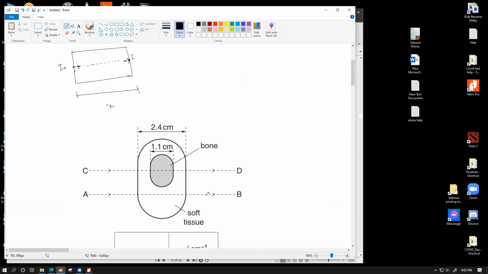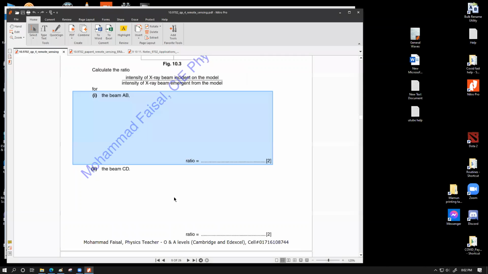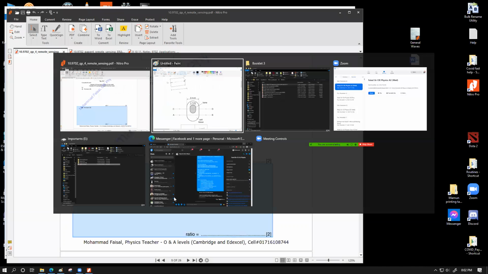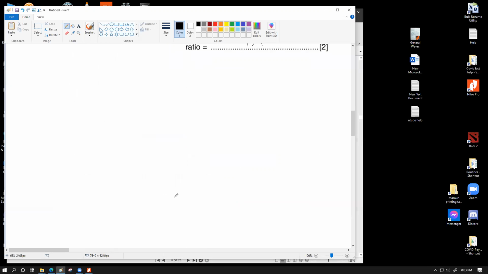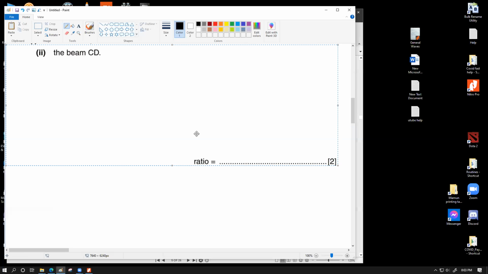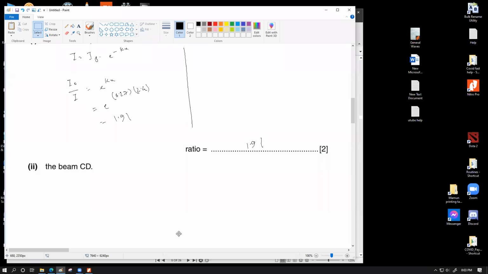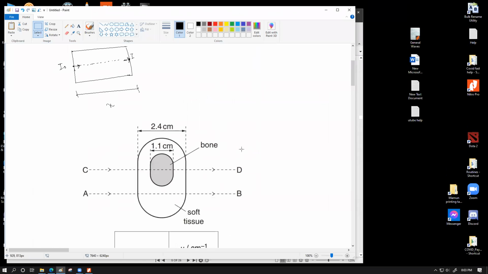Next, let's pick up the second question, for the beam CD. How are we going to handle the CD calculation? The CD calculation is actually not difficult, but it's a bit intriguing. Have a look. If you look at the beam CD, it enters the soft tissue and goes to a certain thickness. We don't know how much this is, but we will figure this out eventually. It goes a little thickness through the soft tissue, then it goes 1.1 centimeter thickness through the bone, and then it goes once again through this much thickness, and eventually it comes out over here.